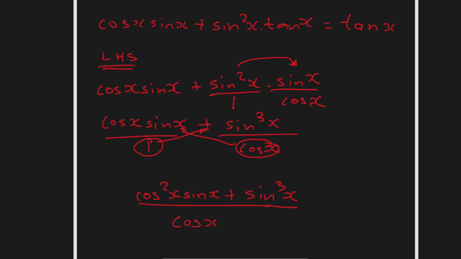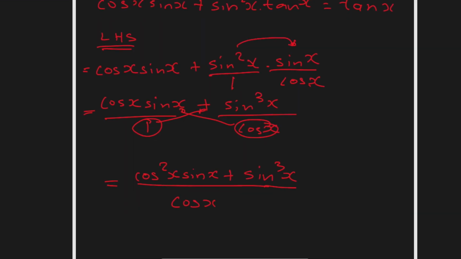Okay, so now this is what we have on the left-hand side. Now if this is what we have on the left-hand side, we want to get this on the right-hand side. But how can we get that? If you look at the top here, we have a common factor. And that common factor is sine of x. So we are going to take out sine of x as a common factor. Then we're going to be left with cos squared x plus sine squared x.